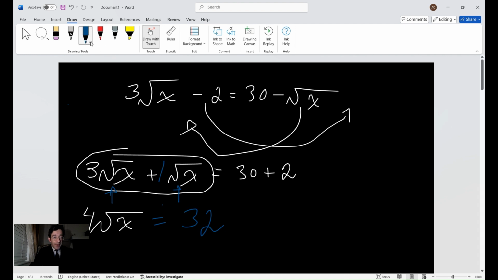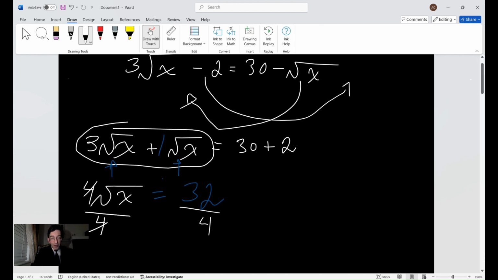And what we'll do is, when we solve this equation, we have radical x. Remember, when you isolate this, you have to divide by 4 on both sides. If we divide by 4 on both sides, this gets rid of that. 32 divided by 4 gives me 8. So now I have radical x equals 8.